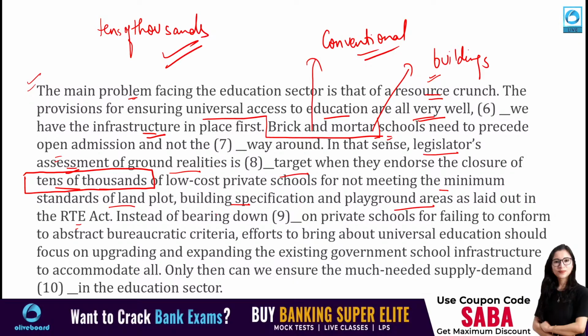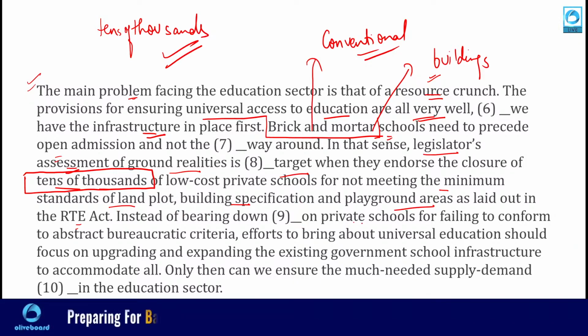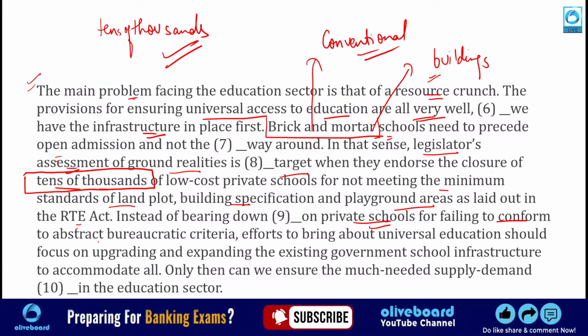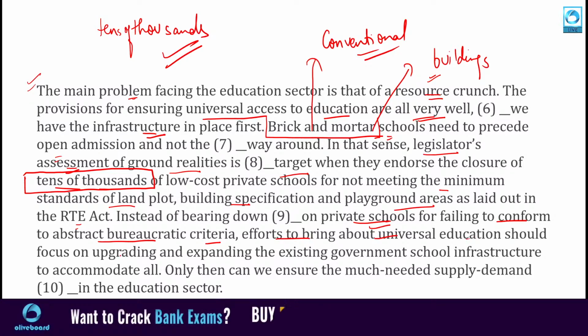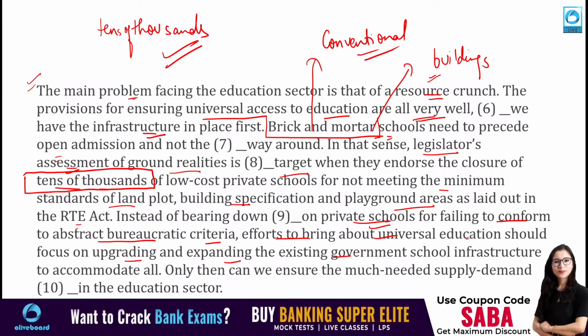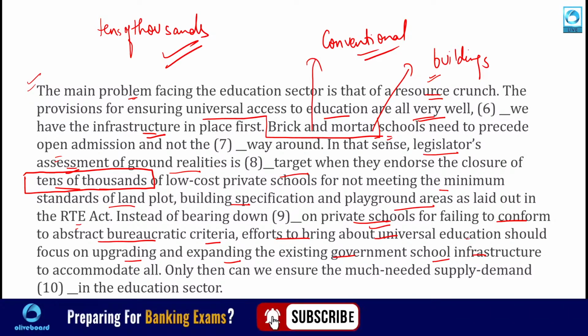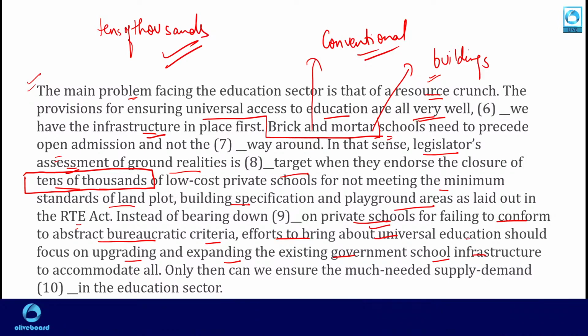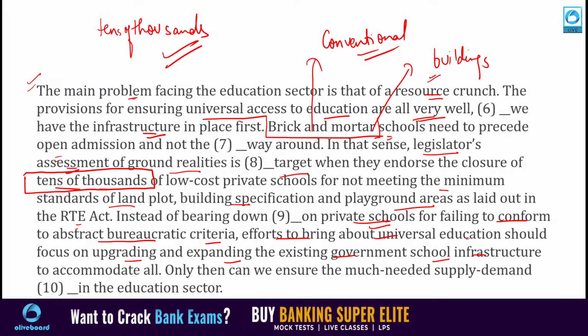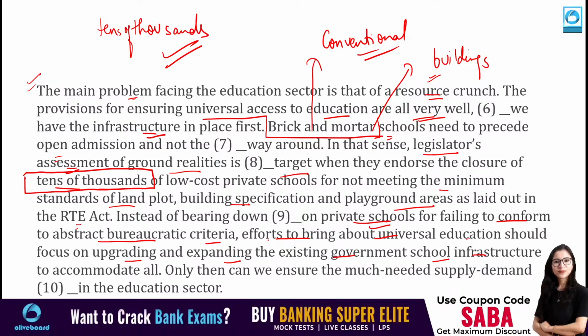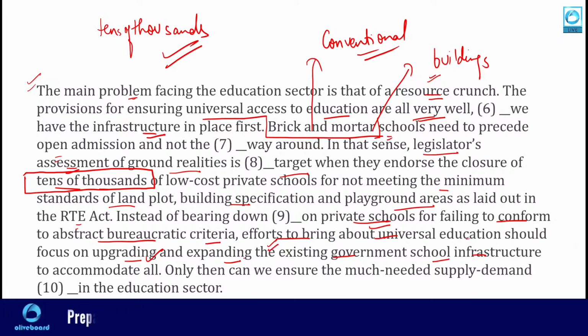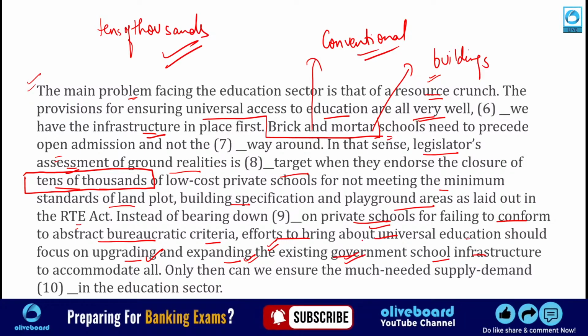Now what target, that you have to decide. Instead of bearing down dash on private schools for failing to conform to abstract bureaucratic criteria, efforts to bring about universal education should focus on upgrading and expanding the existing government school infrastructure. Now what it is saying, कि we should not dash on private schools only because they fail to conform to the criteria, कि जो भी criteria दी हुई हैं buildings वगैरह की, तो we cannot only rely on private schools, but the effort should be what? We should upgrade and expand our existing government school infrastructure also, because government school infrastructures, you know how they are.